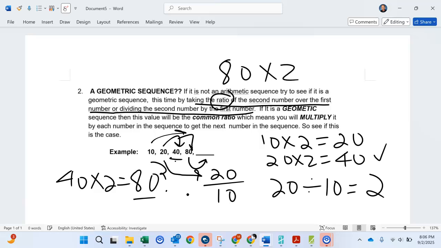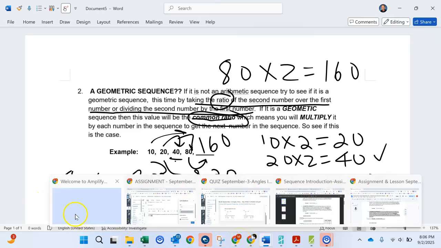times 2. Now that's what we call the common ratio when you multiply, okay? So that equals 160. Okay? So that's how you can tell if it's multiplication, times 2, times 2, times 2. That is a geometric, that is a common ratio. Okay? So now what I want you to do is go to the assignment. So let's look at the assignment.